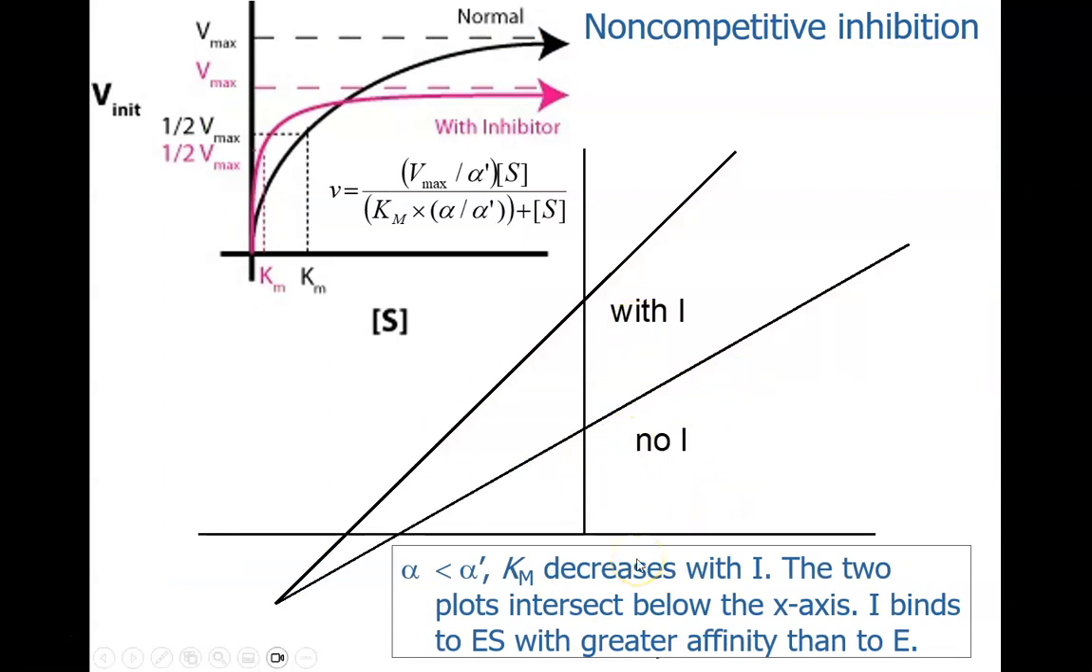It is also possible that the inhibitor binds to the enzyme substrate complex with greater affinity than to the enzyme. And what happens here is that the Vmax will still go down. Again, if this is no inhibitor and this is with inhibitor, the Vmax is going down because this is a reciprocal, so this goes up. So here with no inhibitor, you can see what's happening here is that the x-intercept is going up. That means the Km is going down. So here both Vmax and Km go down, but not necessarily to the same extent.